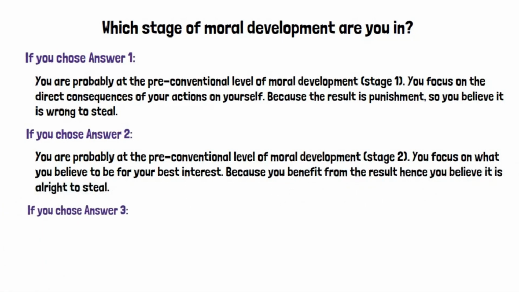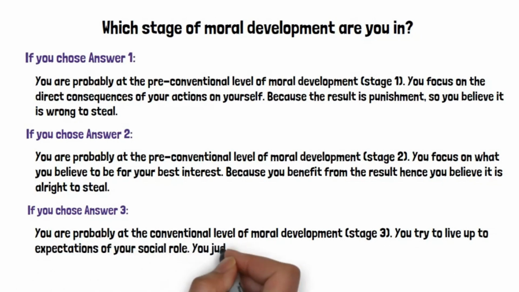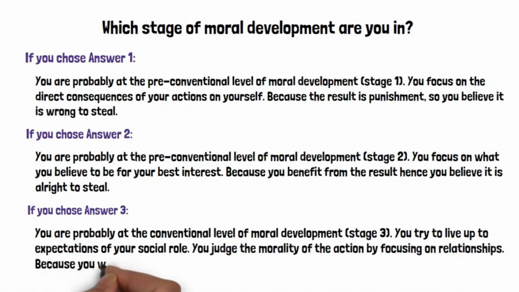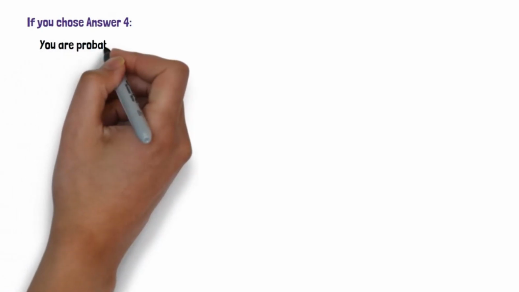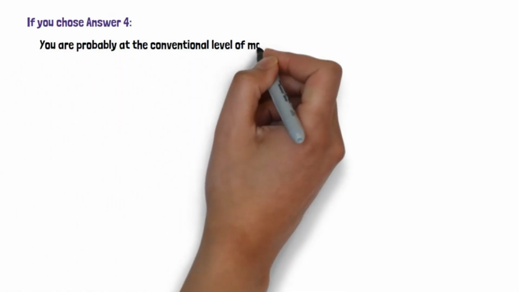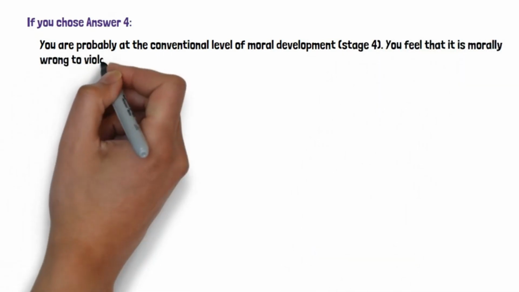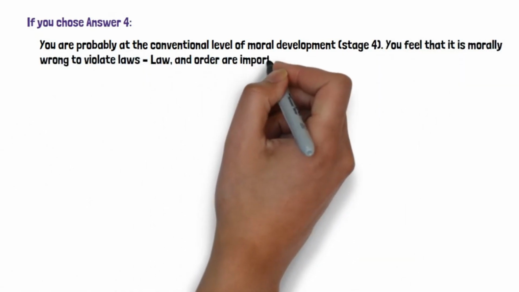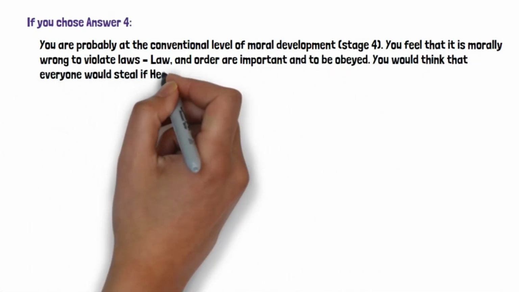If you chose answer 3, you try to live up to expectations of your social role. You judge the morality of the action by focusing on relationships, because you want to be a good spouse, hence you believe it is all right to steal. If you chose answer 4, you feel that it is morally wrong to violate laws. Law and order are important and to be obeyed. You would think that everyone would steal if Heinz was allowed to.